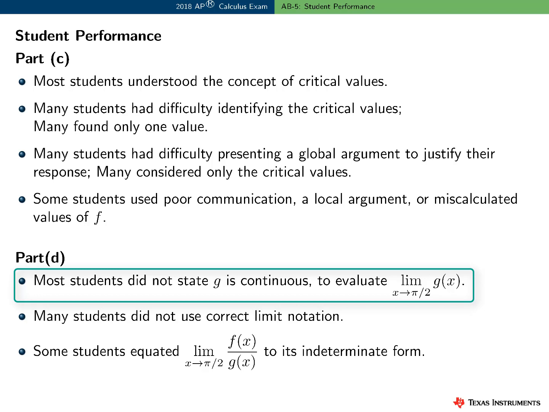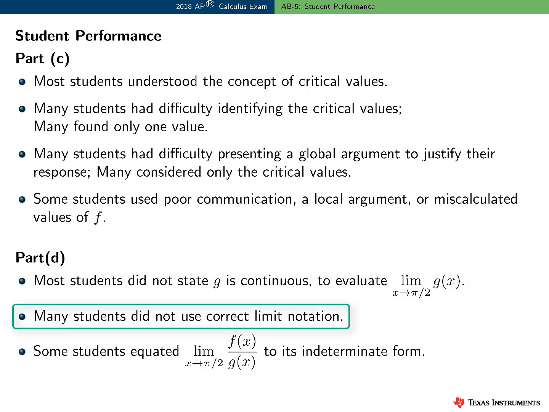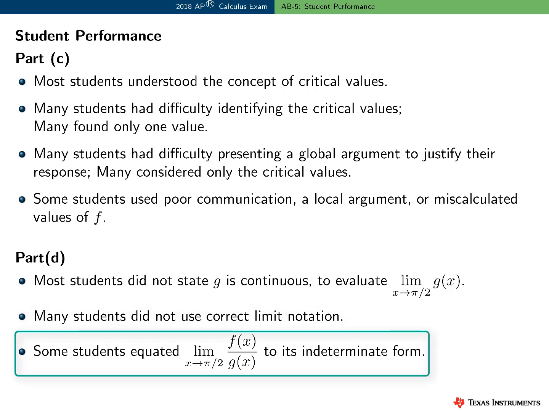In Part D, most students did not state that g is continuous, since g is differentiable. This property of continuity was necessary in order to evaluate the limit as x goes to pi over 2 of g of x by direct substitution. Unfortunately, many students did not use correct limit notation, and some students inappropriately equated this limit to its indeterminate form as a way to communicate that L'Hopital's rule can be applied.